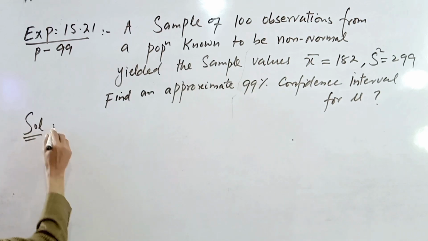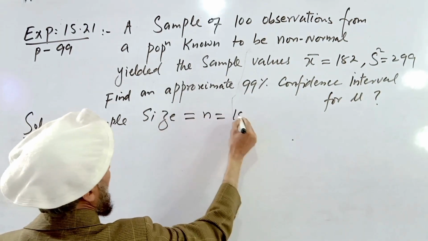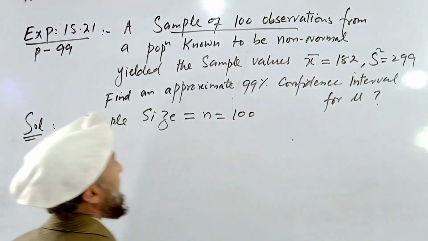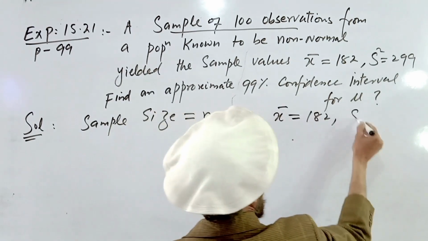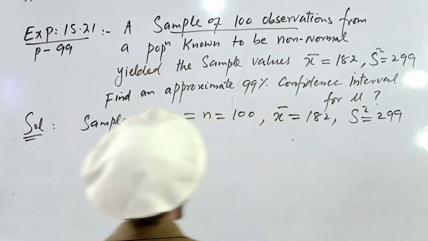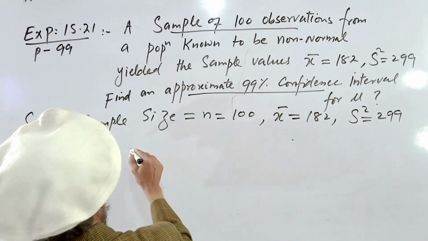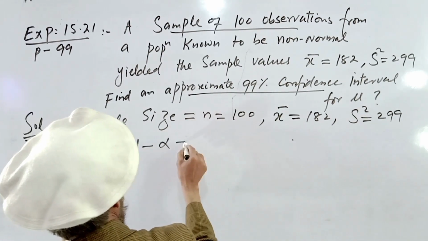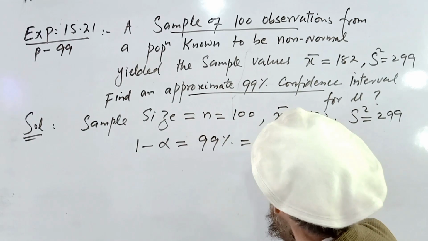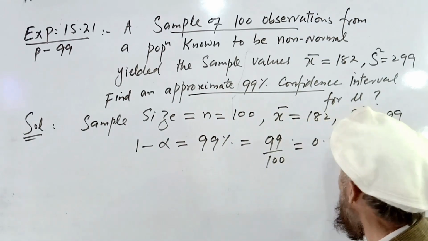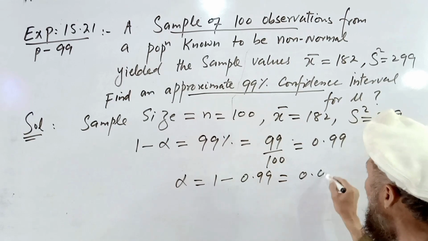First of all, we write the given data. Solution: sample size is 100, that is given already, 100 observations. The sample mean is given as 182 and the sample variance is given as 299. So we find an approximate 99% confidence interval. It means that 1 minus alpha is 99%, so we can write 99 divided by 100 is equal to 0.99. Finding alpha, 1 minus 0.99, we get 0.01.